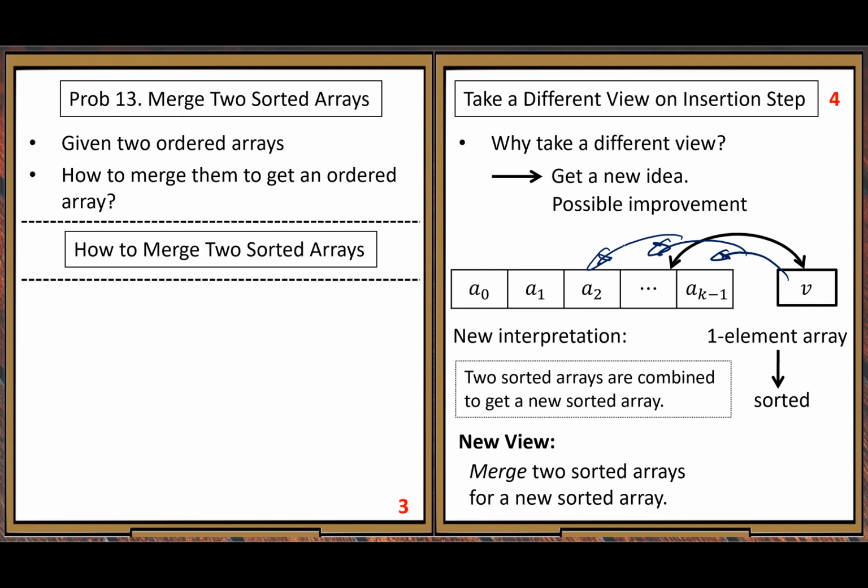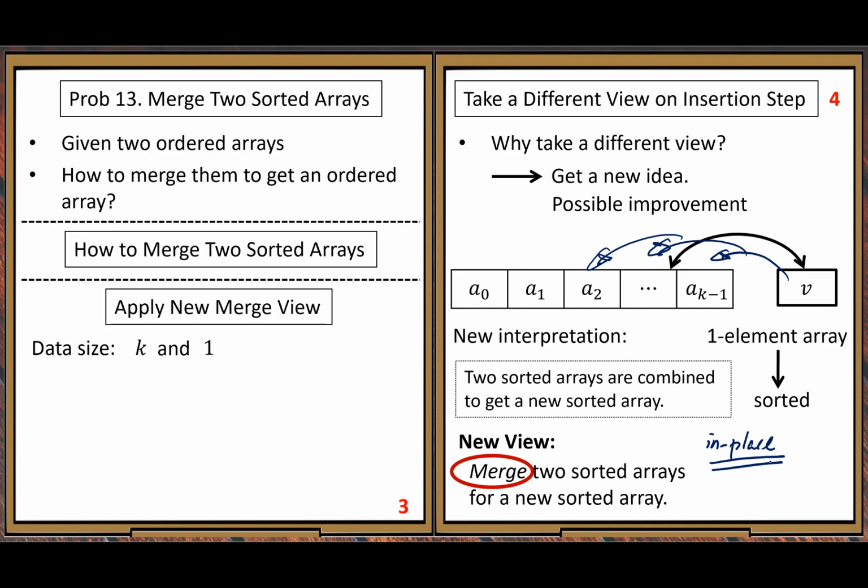Every time we find the right position for one element, or every time we put one element in place. Remember the terminology, in place. Put one element in place. Now the data size. The first array has k elements, but the second array has one element. That's for the insertion step. Not balanced.